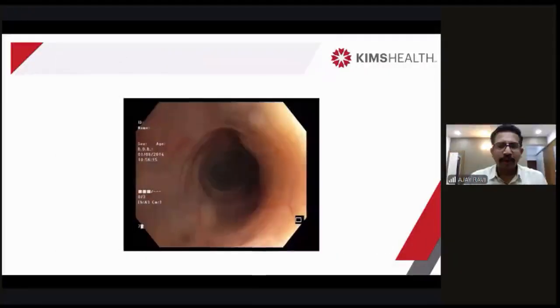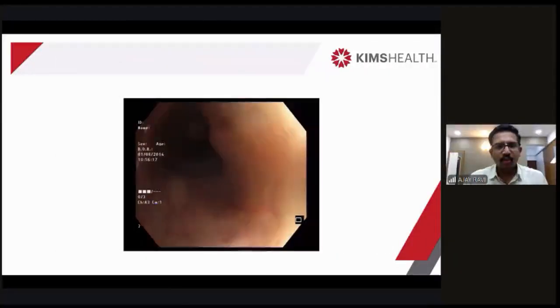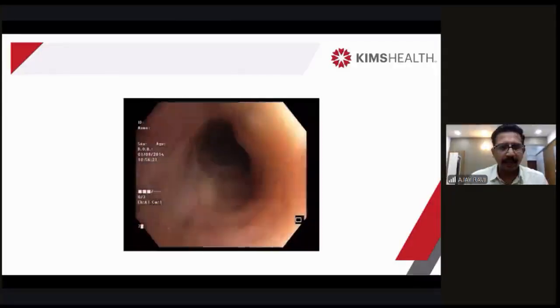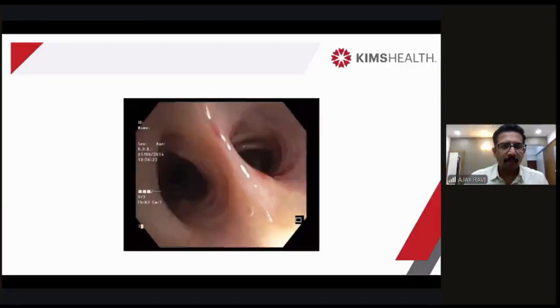Now, this is how you take a transbronchial lung biopsy. You go with your bronchoscope and wedge into a distal airway, as far as the bronchoscope goes.